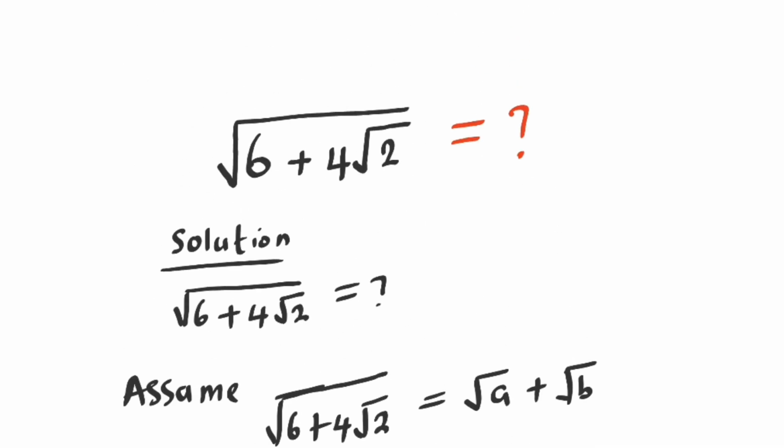Therefore, square root of 6 plus 4 square root of 2 here is equal to 2 plus root 2.